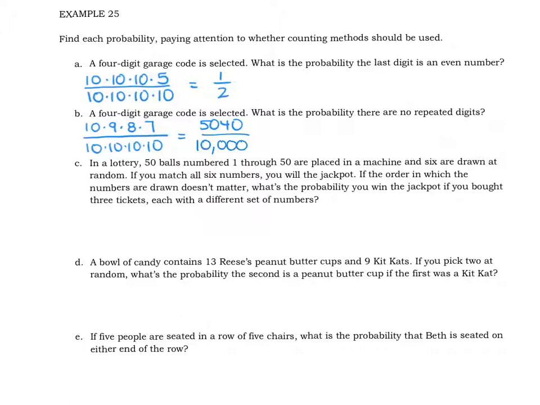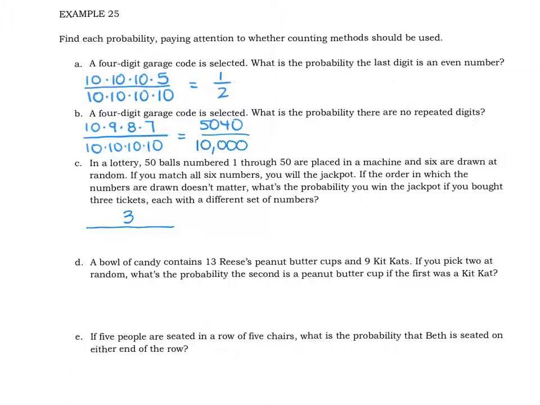Okay. In a lottery, we have 50 balls numbered 1 through 50. They are put in a machine and 6 are drawn out at random. If you match all 6 numbers, you win. Yay! And the order in which the numbers are drawn doesn't matter. So what's the probability you win if you bought 3 tickets, each with a different set of numbers? So the numerator is how many chances you have given yourself to win. You have given yourself 3 chances to win because you bought 3 tickets.